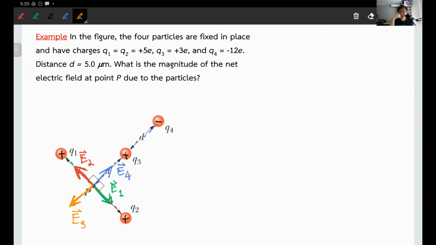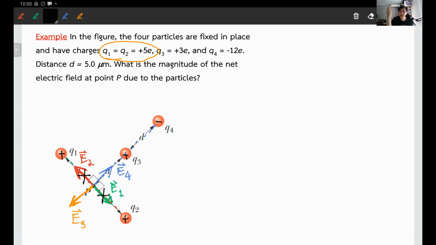But one thing about this one is, if you notice electric field number 1 and electric field number 2, you see something here? Because Q1 and Q2 have the same magnitude, and point P is at the same distance away from these Q1 and Q2 charges, the magnitude of E1 and E2 must be the same as well. And because they are pointing in the opposite direction, these two will definitely cancel each other. So the only business left for you to calculate is the net summation between E3 and E4.